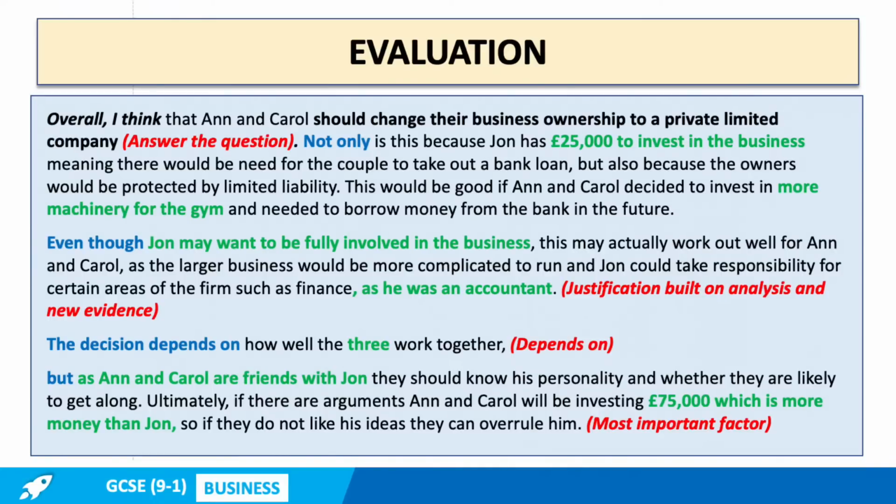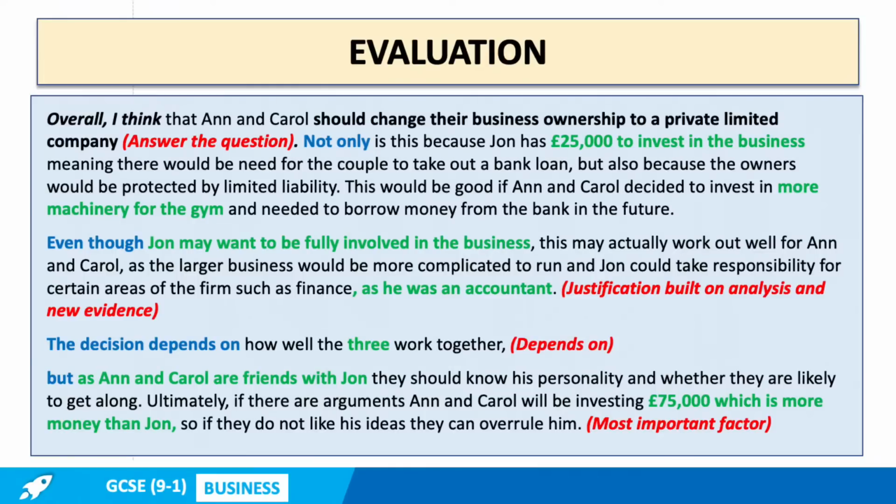Not only is this because John has £25,000 to invest in the business, meaning there would be no need for the couple to take out a bank loan. So that's reference to the analysis earlier, but also because the owners would be protected by limited liability. And that's what lots of you are talking about in the chat window. This would be good if Anne and Carol decided to invest in more machinery for the gym. So I've linked the limited liability to the case study rather than just putting that in as a throwaway comment, and needed to borrow money from the bank in the future.